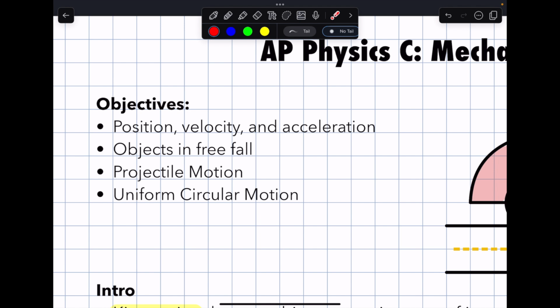In this case, we learned that an object has both an x direction and a y direction, and for each one of these, it has different equations that we use. And finally, we talked about uniform circular motion, or how an object behaves when it's in circular motion.